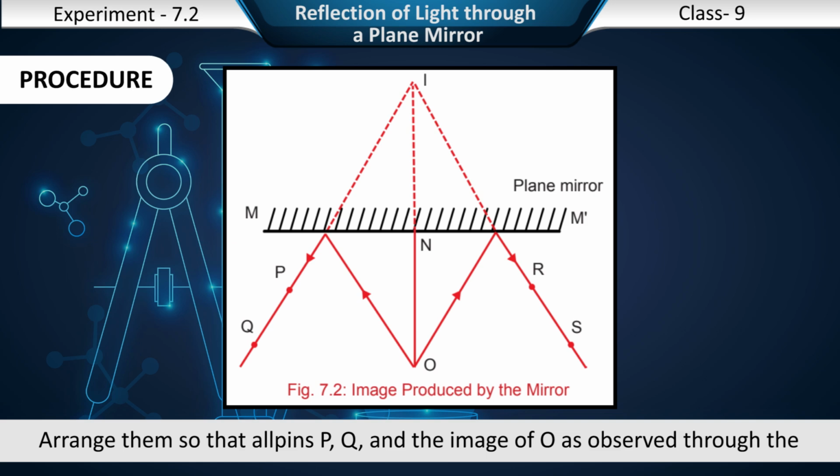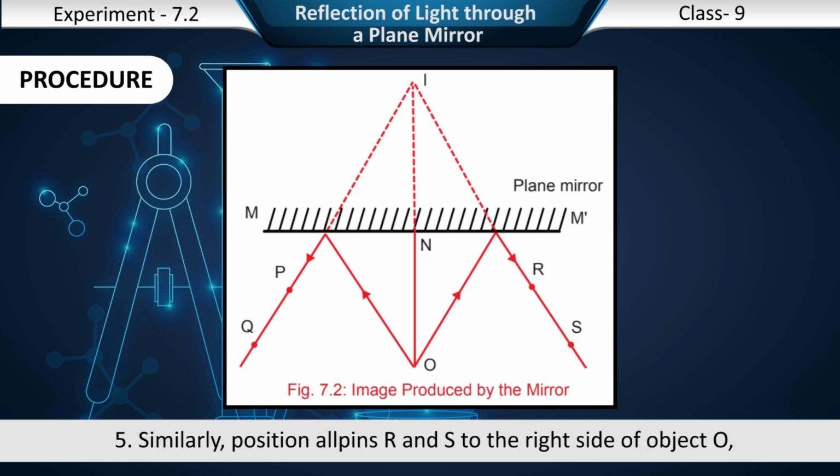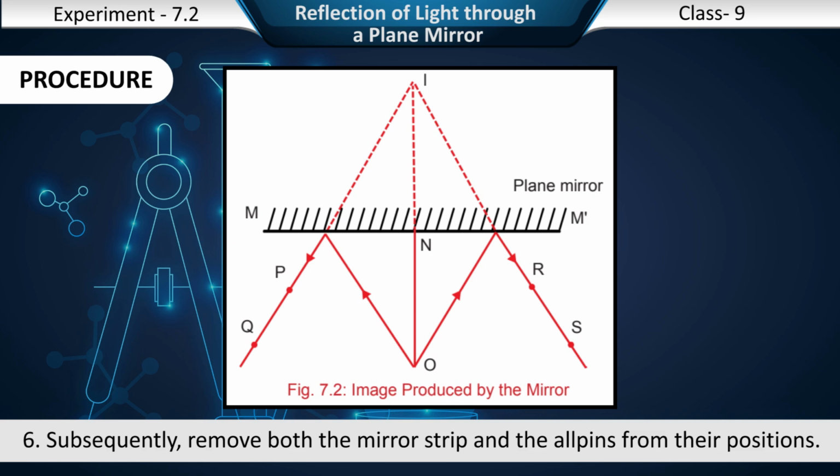Arrange them so that awl pins P, Q, and the image of O as observed through the mirror align in a straight line. 5. Similarly, position awl pins R and S to the right side of object O, aligning them in a straight line along with the image of O seen through the mirror. 6. Subsequently, remove both the mirror strip and the awl pins from their positions.